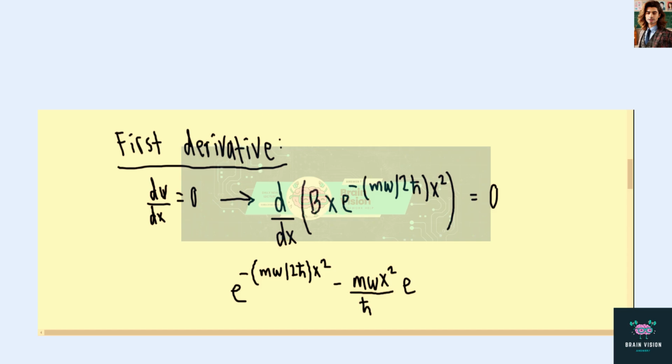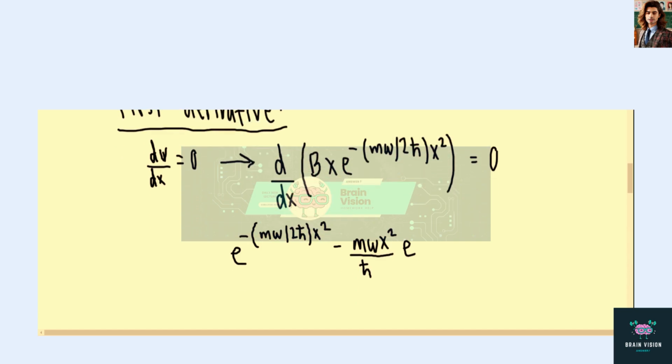That's always important to do when you're looking at extrema. Are you actually getting maxima or are you getting minima? And you can go back and check.